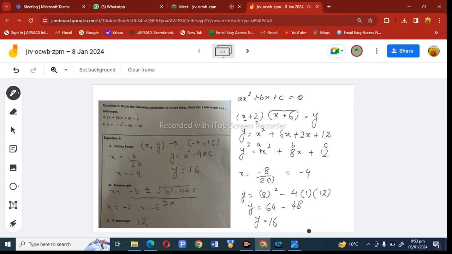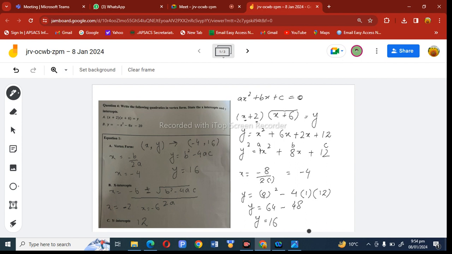So after making the quadratic equation, you just need to find the vertex, which is your x and y value. To find the x value, you have to use this formula, which is negative b over 2a, and to find the y value, you have to use the formula b squared minus 4ac. After substituting the values of a and b, you will get the x and y value, which is basically your vertex. Remember that in the quadratic equation, the first value is always a, the second is b, and the third is c. So this is how you'll find the vertex.